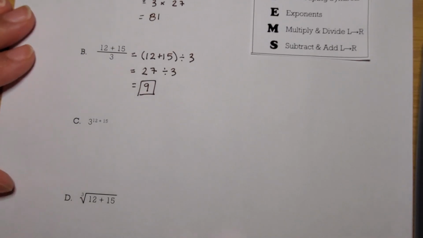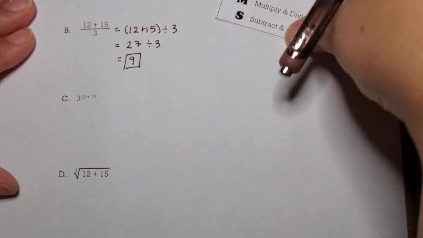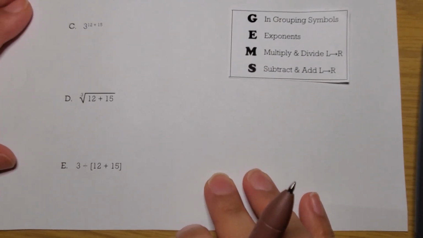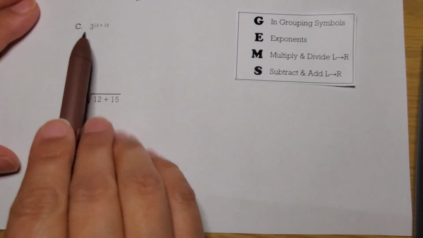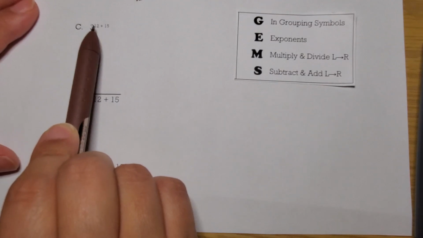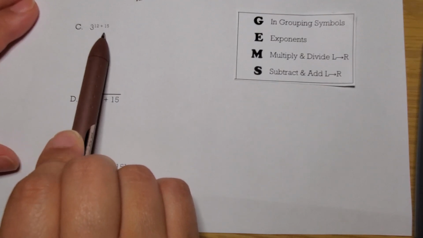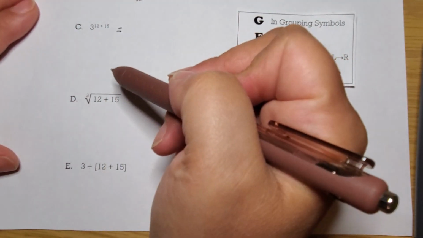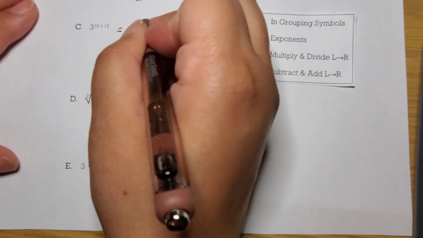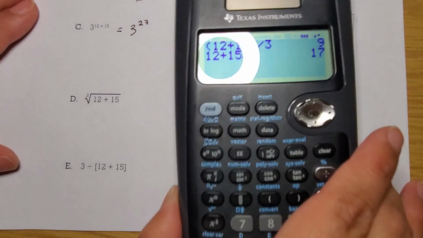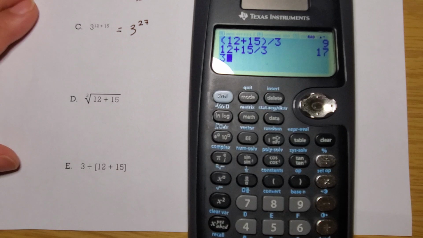All right, let's go ahead and work on part C. Bring my little note along with me here. So in part C, the 12 and the 15 are itty bitty. They're both on the same exponent level. So those are grouped together. So I've got to add those up first. By now I definitely know 12 plus 15 is 27. So this is 3 to the 27th power. This I'm definitely going to need my calculator for. So let's do 3 raised to the 27th power.